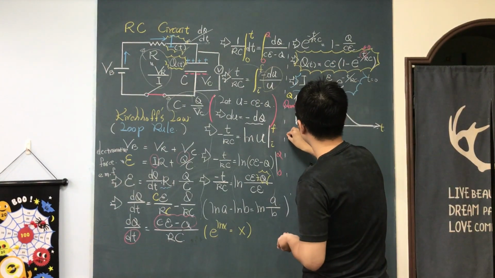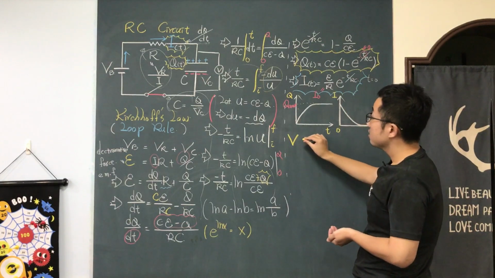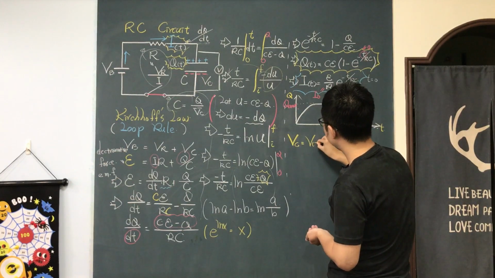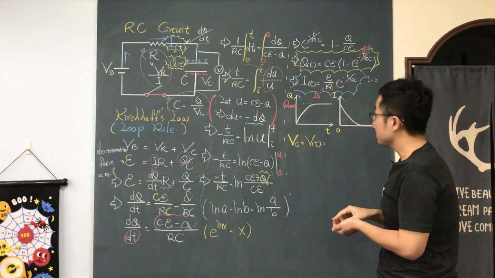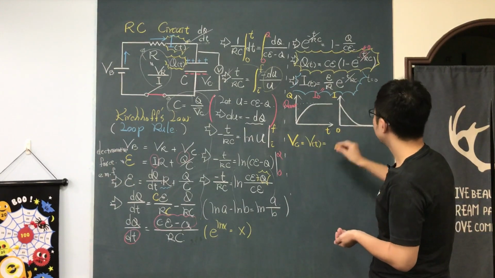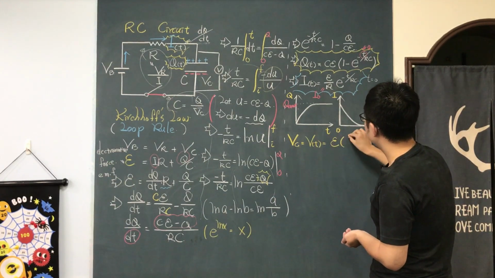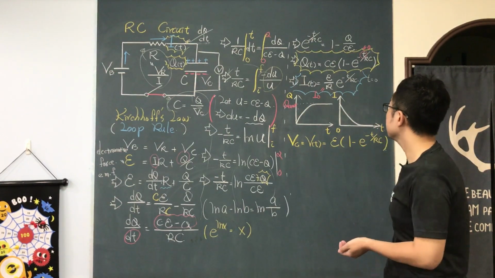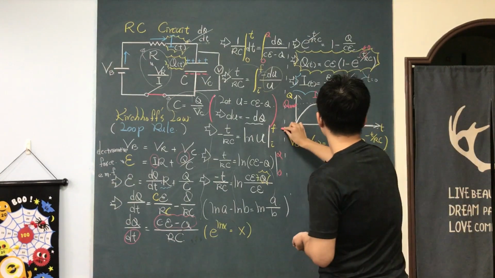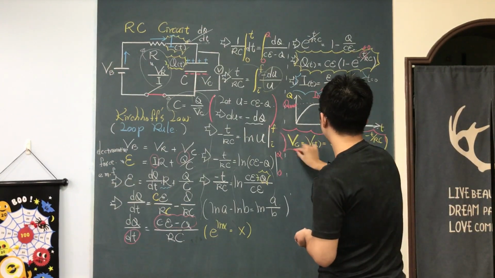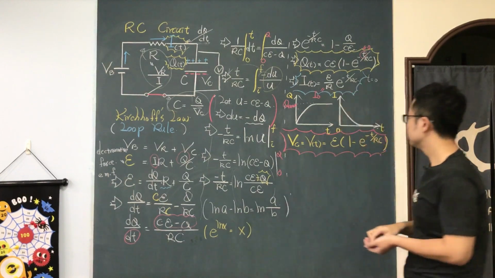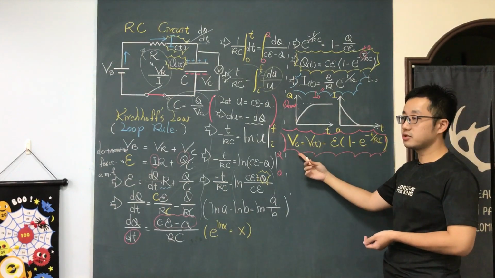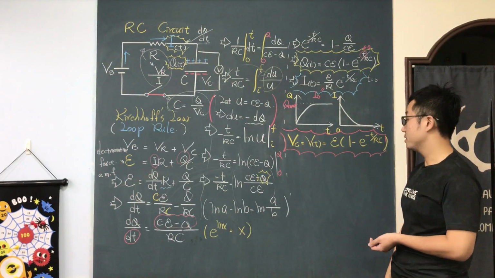So I can write down the voltage across your capacitor, which I already denoted as VC, as a function of time. So now the C is cancelled, so the rest is E times 1 minus e to the minus t over RC. So I can graph the voltage, the potential difference, as a function of time.